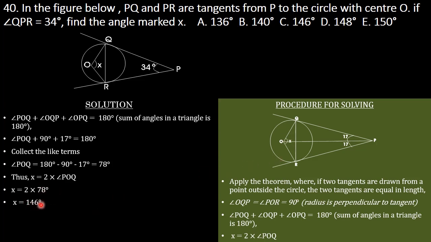Or you say, since this angle is 78 degrees, and you know that these two angles are equal, when you have 78 degrees here, we also have 78 degrees here. Therefore, the sum of these two angles now is 146 degrees.